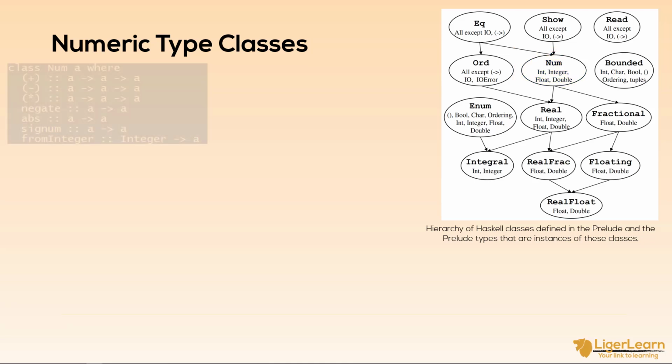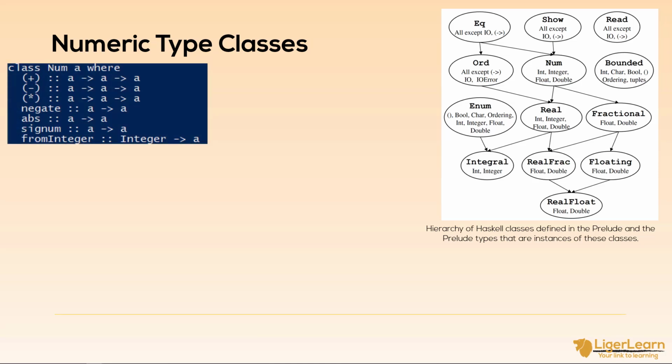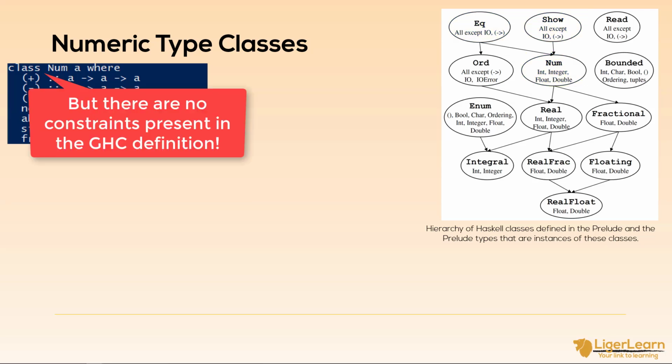Here is the definition of Num as defined by GHC. There are a number of things I want to highlight about this definition. Firstly, if we look at the type hierarchy, we can see that the Haskell specification states that the Num type class has a constraint. Any type which defines an instance of Num should also define an instance of Eq and Show. But in the definition we see here, there is no type class constraint present.